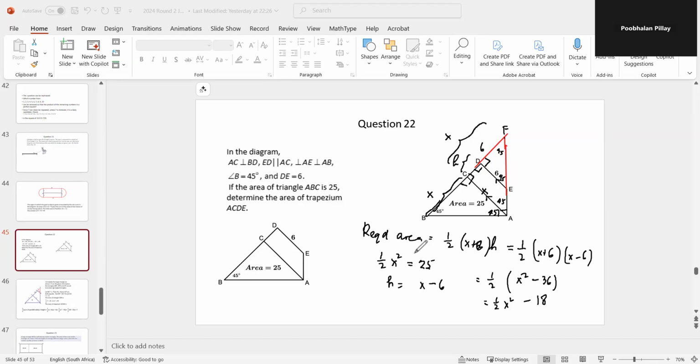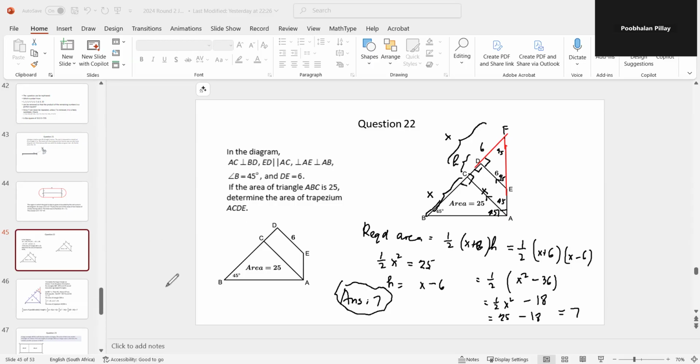See, we didn't calculate the X, but we have a half X squared here, so there was no need to calculate it. So the half X squared is 25, minus 18, and that gives you 7. So it's a very beautiful problem. Without actually calculating X, we can calculate the area of the trapezium using the formula half the sum of the parallel sides times the height. So the answer to the question is 7. That's the area that you're looking for.